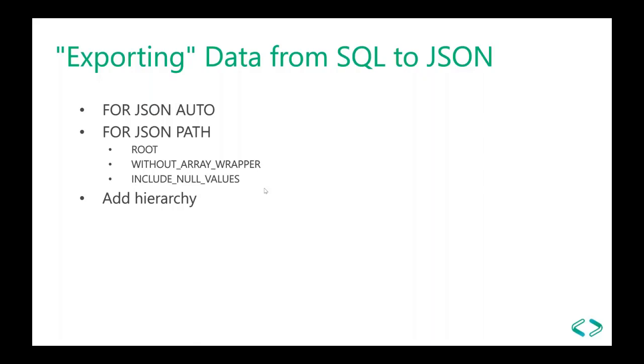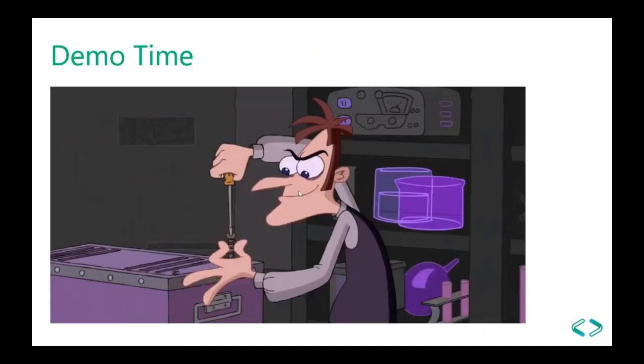When you specify for JSON path, you can include hierarchy. And I will show that in a demo later.